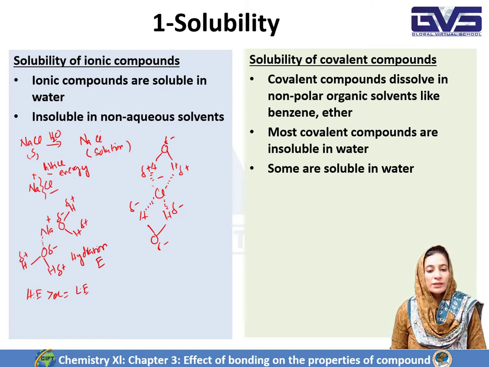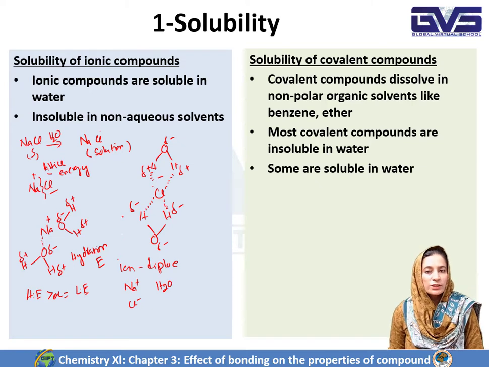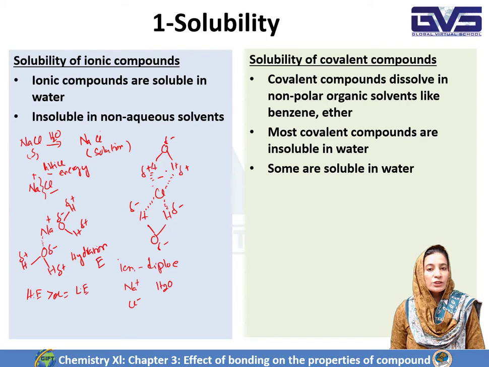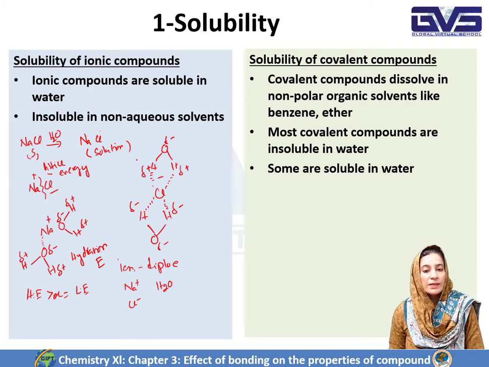In this way the solubility process occurs. This is called ion-dipole force of attraction. We will discuss it in some other lecture. In this case, the ions are sodium ion and chloride ion, and the dipole is the water. Due to this process, solubility of the ionic compounds occurs. But in case of ionic compounds in organic solvents like benzene, they do not have enough energy to break this lattice energy. That's why they remain insoluble in organic solvents.